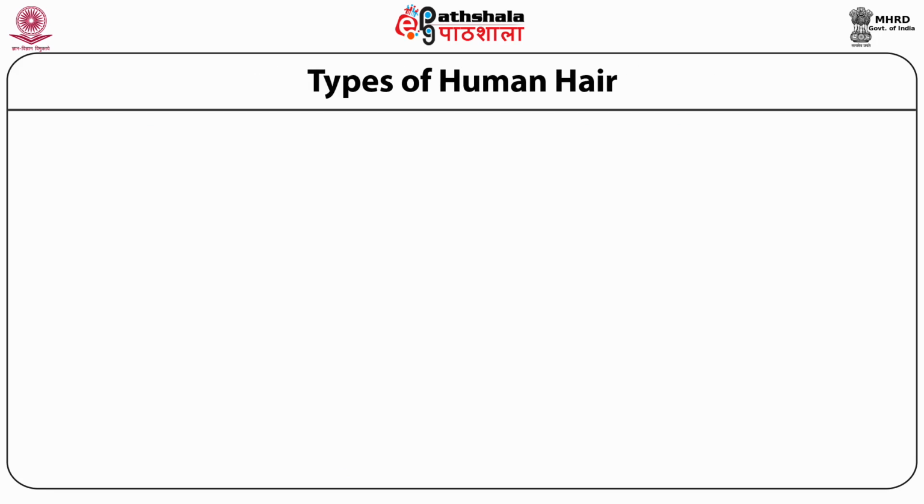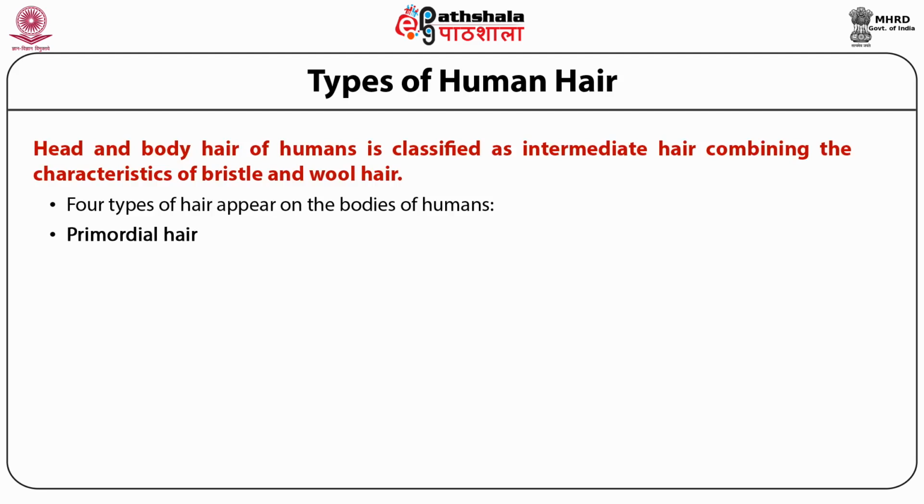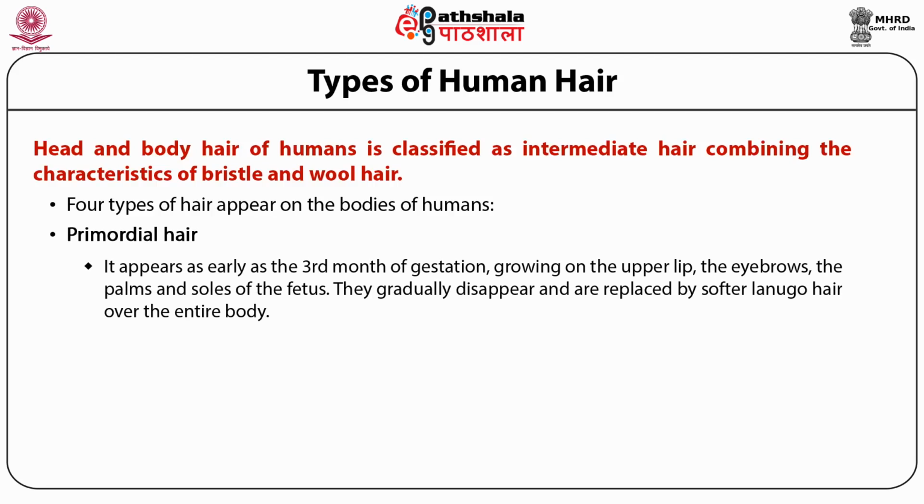Types of human hair. Head and body hair of humans is classified as intermediate hair, combining the characteristics of bristle and wool hair. Four types of hair appear on the bodies of humans. The first one is primordial hair. It appears as early as the third month of gestation, growing on the upper lip, the eyebrows, the palms, and soles of the fetus. They gradually disappear and are replaced by softer lanugo hair over the entire body.